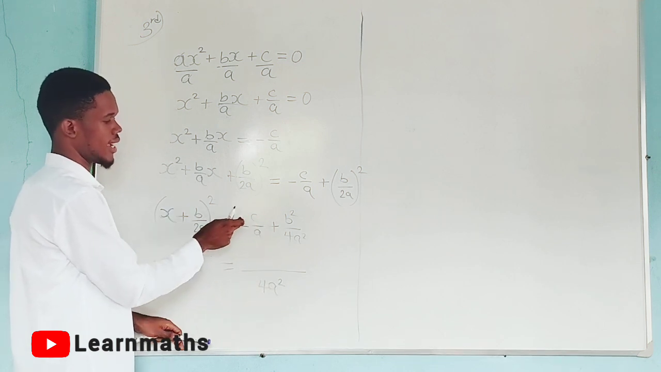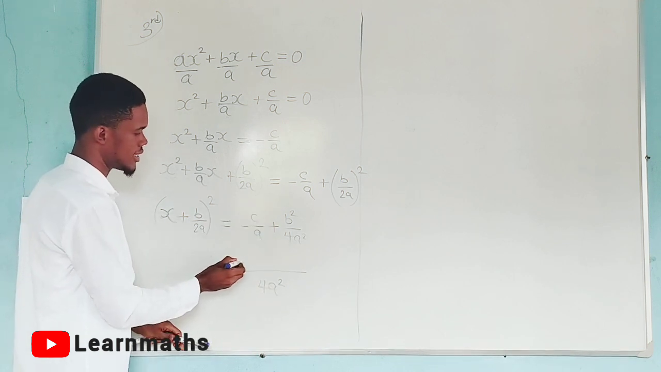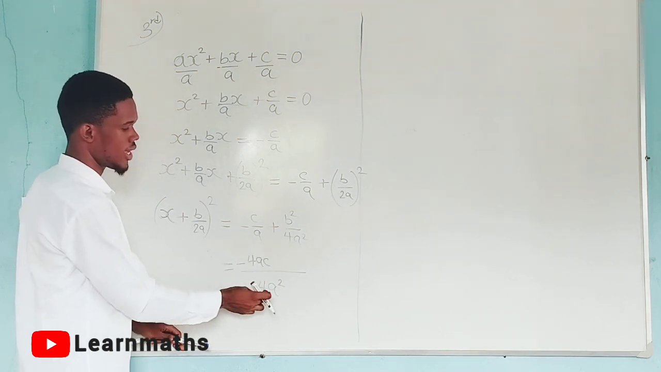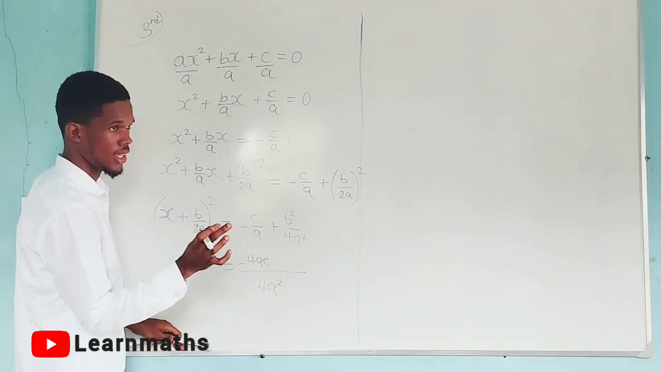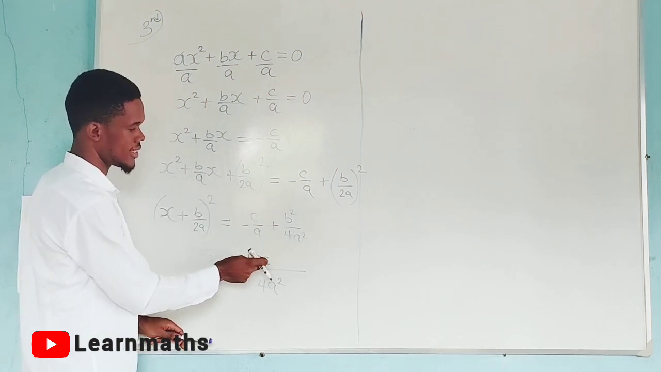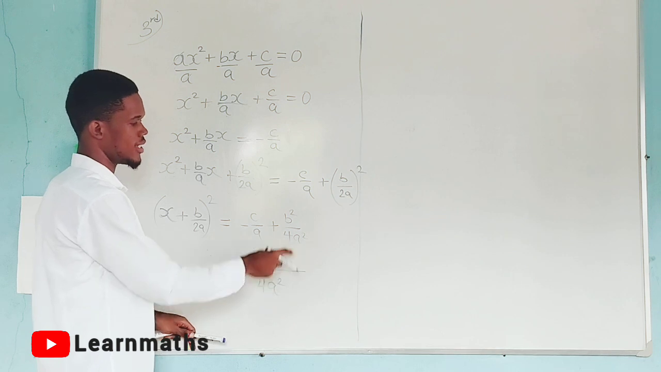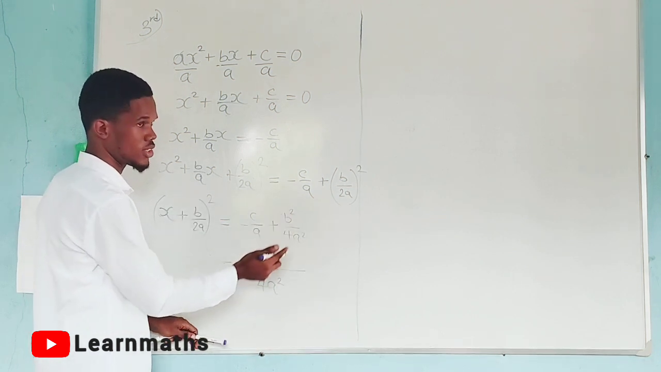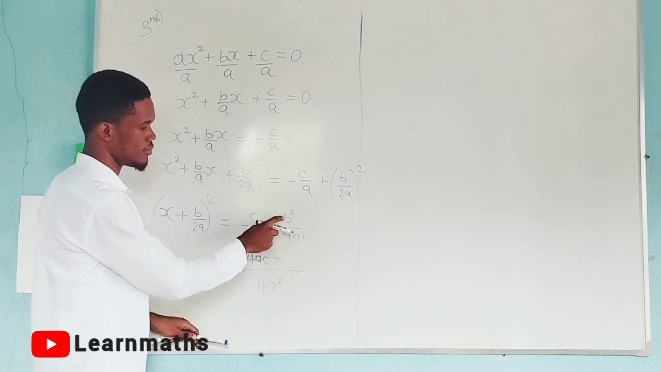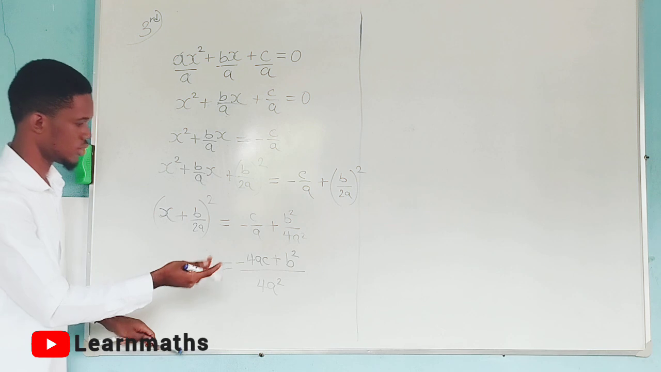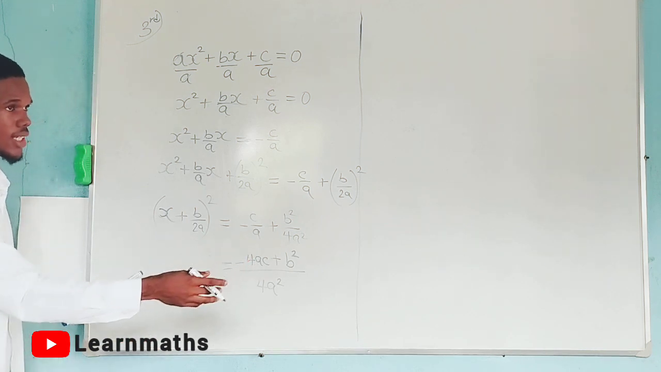Now 4a times negative c, that's negative 4ac, right? 4a squared divided by a, that's 4a. Now 4a times negative c, that's negative 4ac. Now 4a squared divided by 4a squared, that's 1, right? 1 times b squared, that's b squared, right? So we are finished simplifying the right hand side.